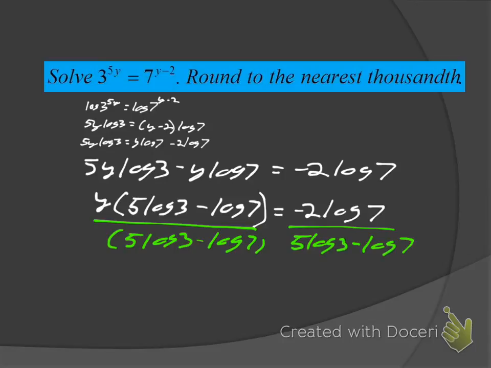To leave us with y equals negative 2 log 7 over 5 log 3 minus log 7. That's what we have to put into our calculator. Now, write that all down if you haven't yet. I'm going to get rid of it here in 3, 2, 1.